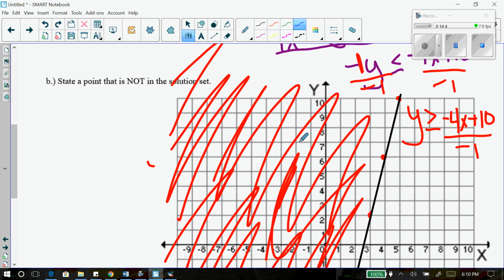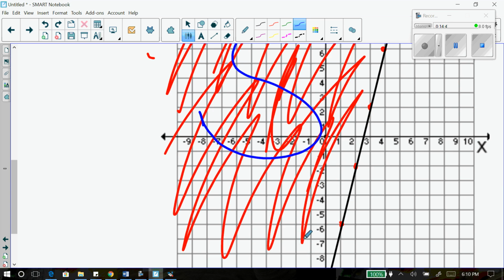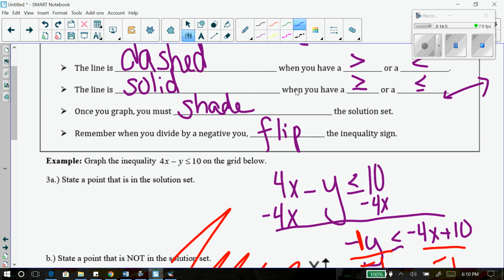We'll put a big S there. And that is your solution set. So everything in there is an answer. So state a point that's in the solution set.